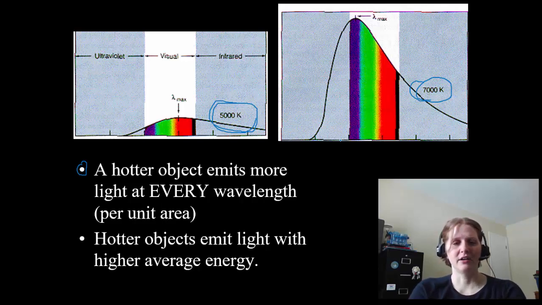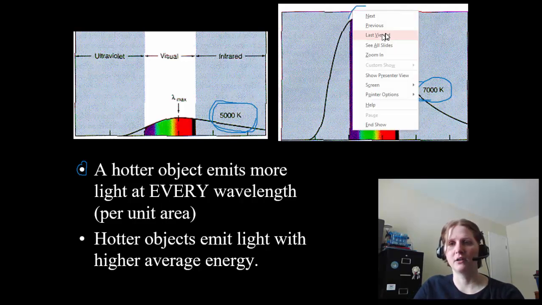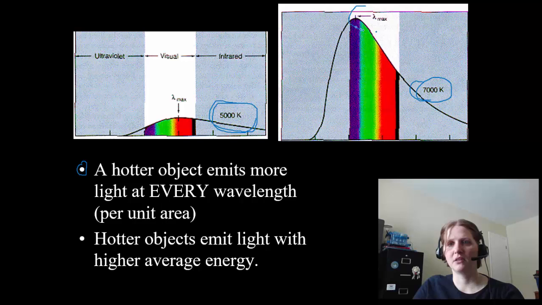Second law: hotter objects emit light with higher average energy. One way we gauge the average energy is by looking for the peak of the graph. So up here, the peak of the graph, the maximum wavelength, the maximum color. Here's the peak here.